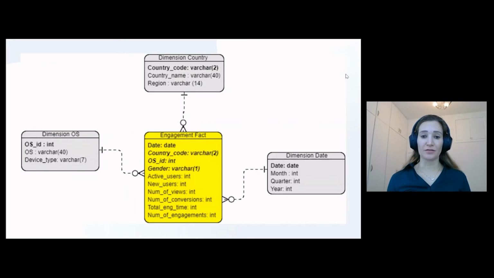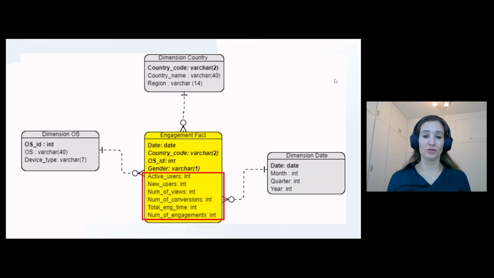Let's look at how it looks in our case. In our case, the fact table is an engagement table that will contain these four dimensions: date, country, OS, and gender. These dimensions will function as the keys of the table. That means that there will be no more than a single combination of the date, a country, an OS, and a gender. This is in order to maintain the level of granularity that we've predefined.